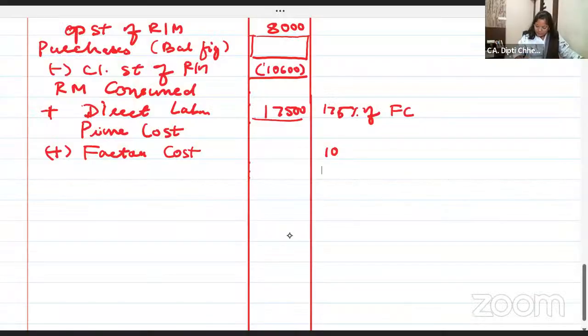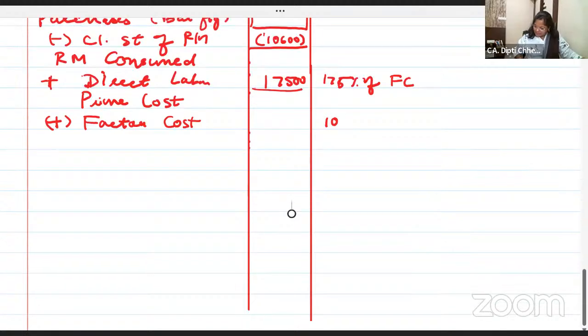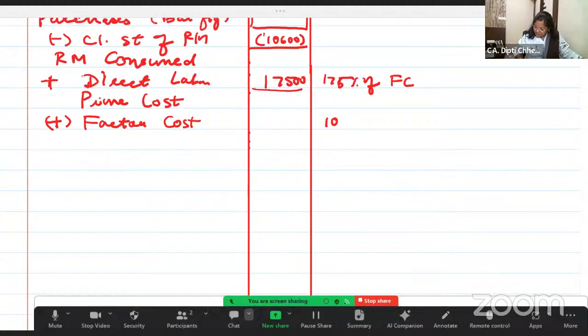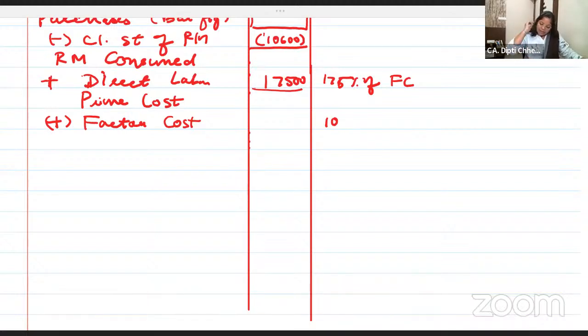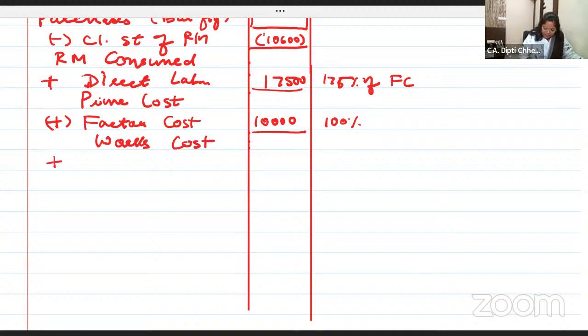So can I say, oh, the screen has shut off. Yes, is it visible to everyone? Yes. Can I say, beta, this is, oh, one minute. Yes. Direct labor is 175% of factory cost. So definitely factory cost is 100%, which is 10,000. After the factory cost, what you get, you call it works cost or factory cost.